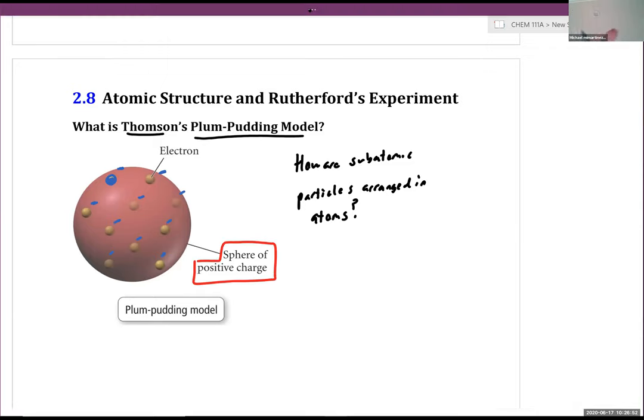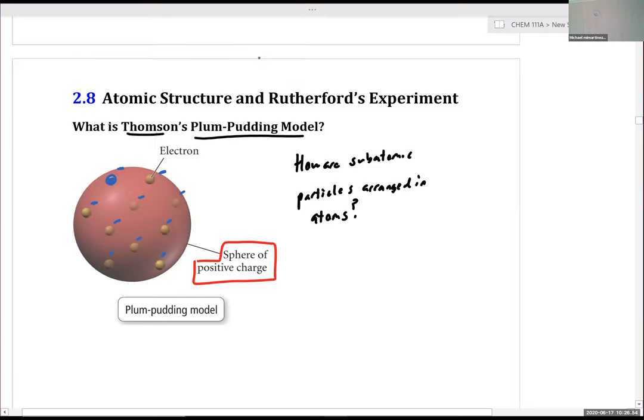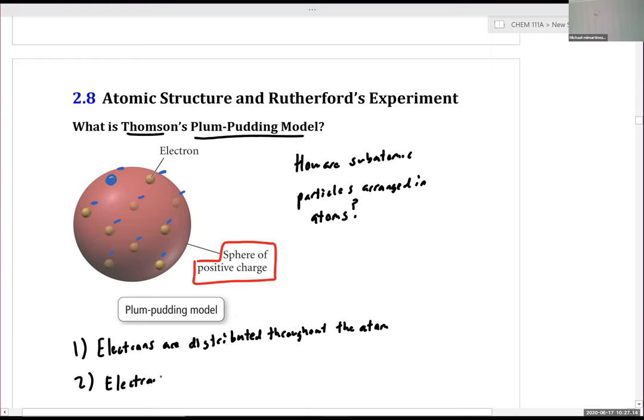So the key features of the plum pudding model: one, electrons are distributed throughout the atom, and two, the electrons are surrounded by a cloud of positive charge.